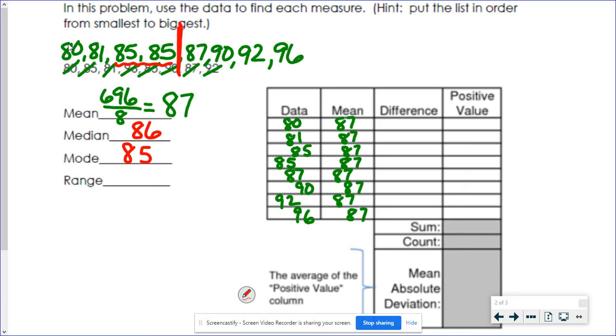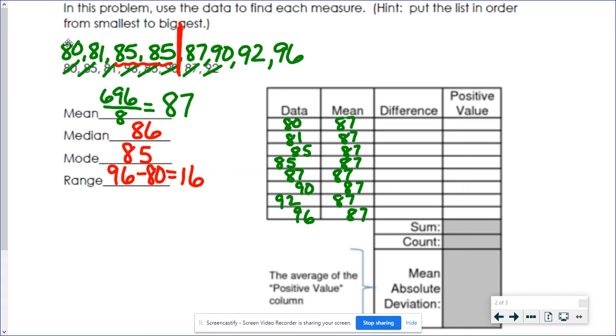And then the range, remember that's just the biggest number minus the smallest number. So I'm going to have 96 minus 80 is going to give me 16 for my range. Again, that's just looking at kind of where our numbers are and how spread out they are. Now we can finish up with our mean absolute deviation.